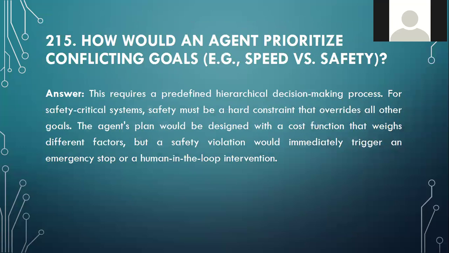Moving to question number 215. How would an agent prioritize conflicting goals? Example, speed versus safety. This requires a predefined hierarchical decision-making process. For safety-critical systems, safety must be a hard constraint that overrides all other goals. The agent's plan would be designed with a cost function that weighs different factors, but a safety violation would immediately trigger an emergency stop or human-in-the-loop intervention.